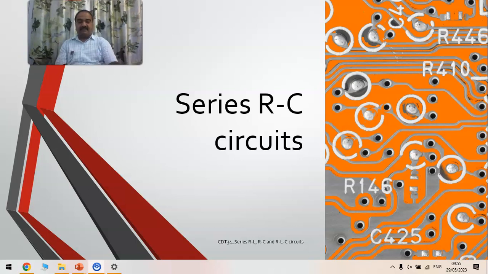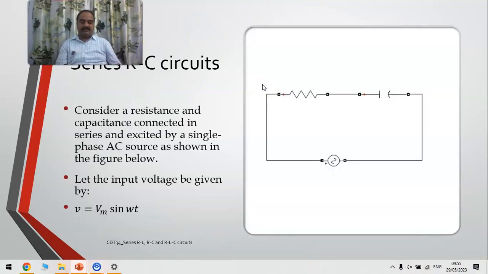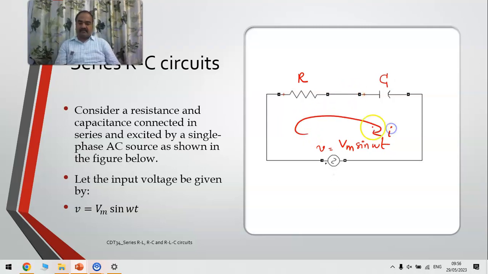So let me start with a picture of RC circuits. See, this is a simple picture of an RC circuit, where a single phase AC sinusoidal signal is provided to a resistor which is connected in series with a capacitor. Now both of these offer resistance to the current.